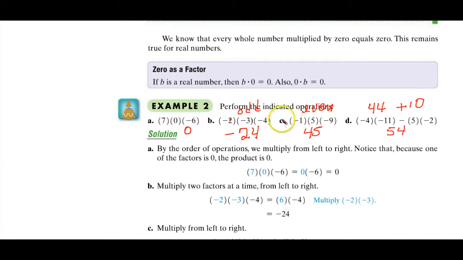So you're going to need to know how to work the signs. Again, an odd number of negative signs, it's a negative. An even number of negative signs, it's a positive. All right, let's go on.